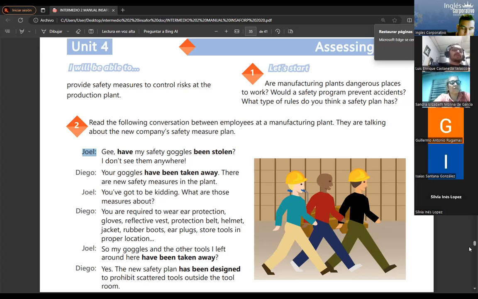Have my safety goggles been stolen? I don't see them anywhere. Your goggles have been taken away. There are new safety measures in the plant. You've got to be kidding. What are those measures about? You are required to wear ear protection, gloves, reflective vest, protection belt, helmet, jacket, rubber boots, earplugs, store tools in proper location. So my goggles and the other tools I left around here have been taken away? Yes, the new safety plan has been designed to prohibit scattered tools outside the tool room.